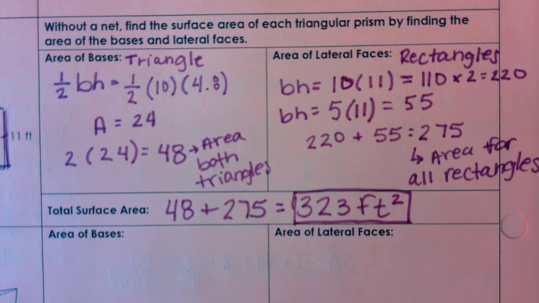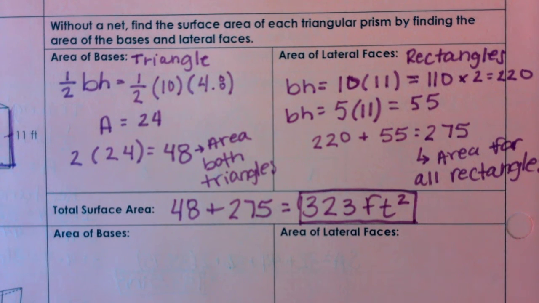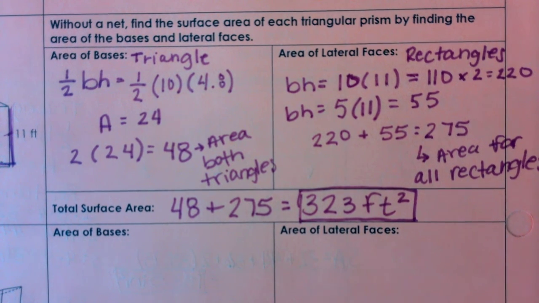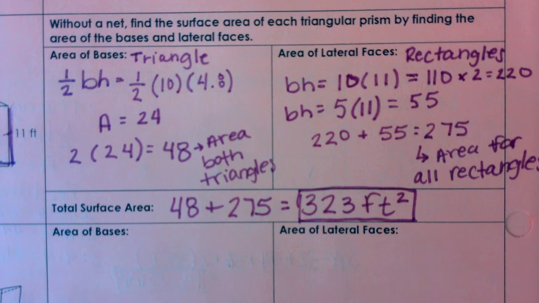That's going to be the easiest way to do it without nets, just because there are so many different sides on triangles that have different side lengths. So that's one way to look at it. These do take a little bit of time, so it's just a matter of getting used to it. Okay, do you guys have any questions?